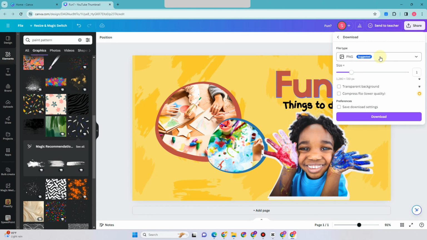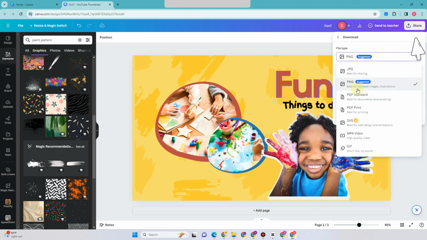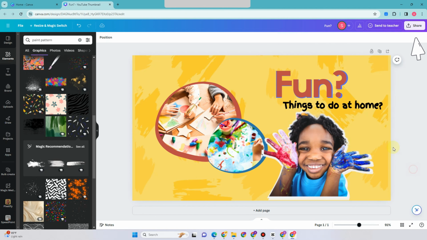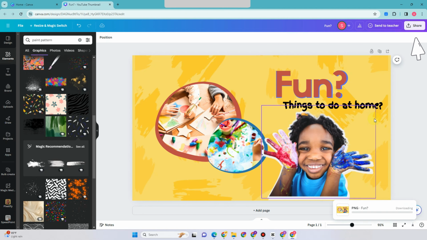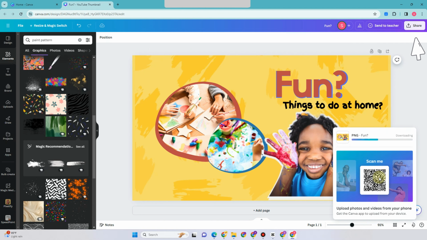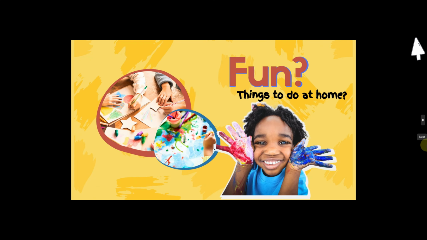Once done, go to share, tap download. Set this to PNG as suggested, or JPG or PDF. But for thumbnail, of course, it's PNG. And then click download. Wait for a couple of seconds as it is downloading, and you will see the result. I know that you can do better than this, but this is just a basic tutorial.